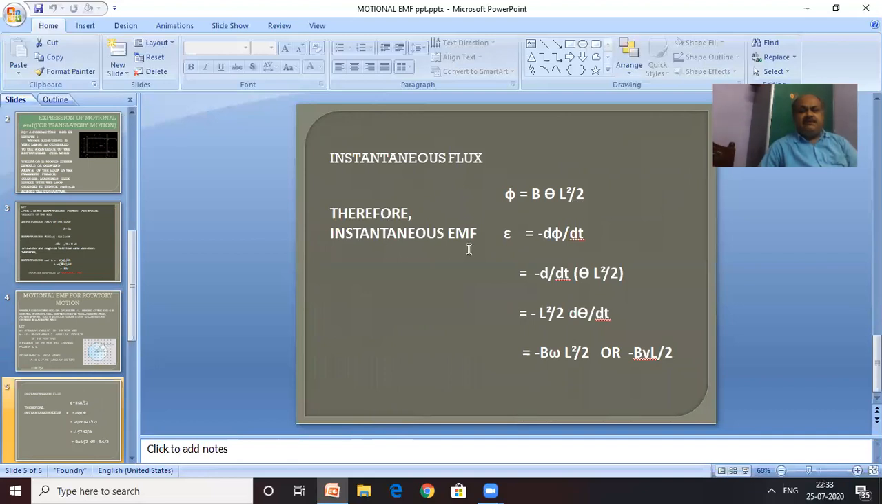Now instantaneous flux phi equals B theta L squared by 2. Therefore, instantaneous EMF from Faraday's law of electromagnetic induction is minus d phi by dt. We have taken the value of phi from here, and it gives minus B omega L squared by 2. L is the length of the conducting rod as well as the radius of the loop. And this is minus BvL by 2, where v equals omega L.